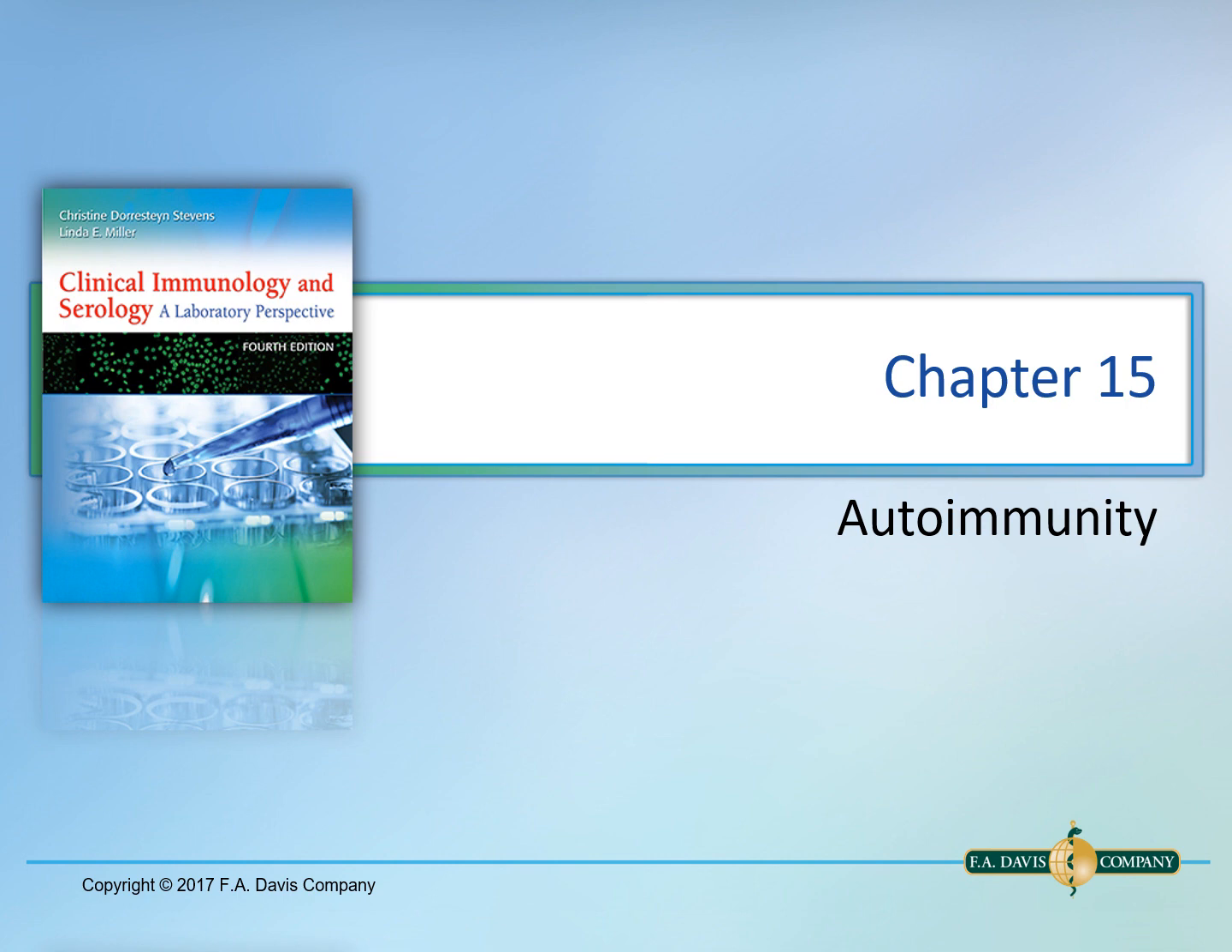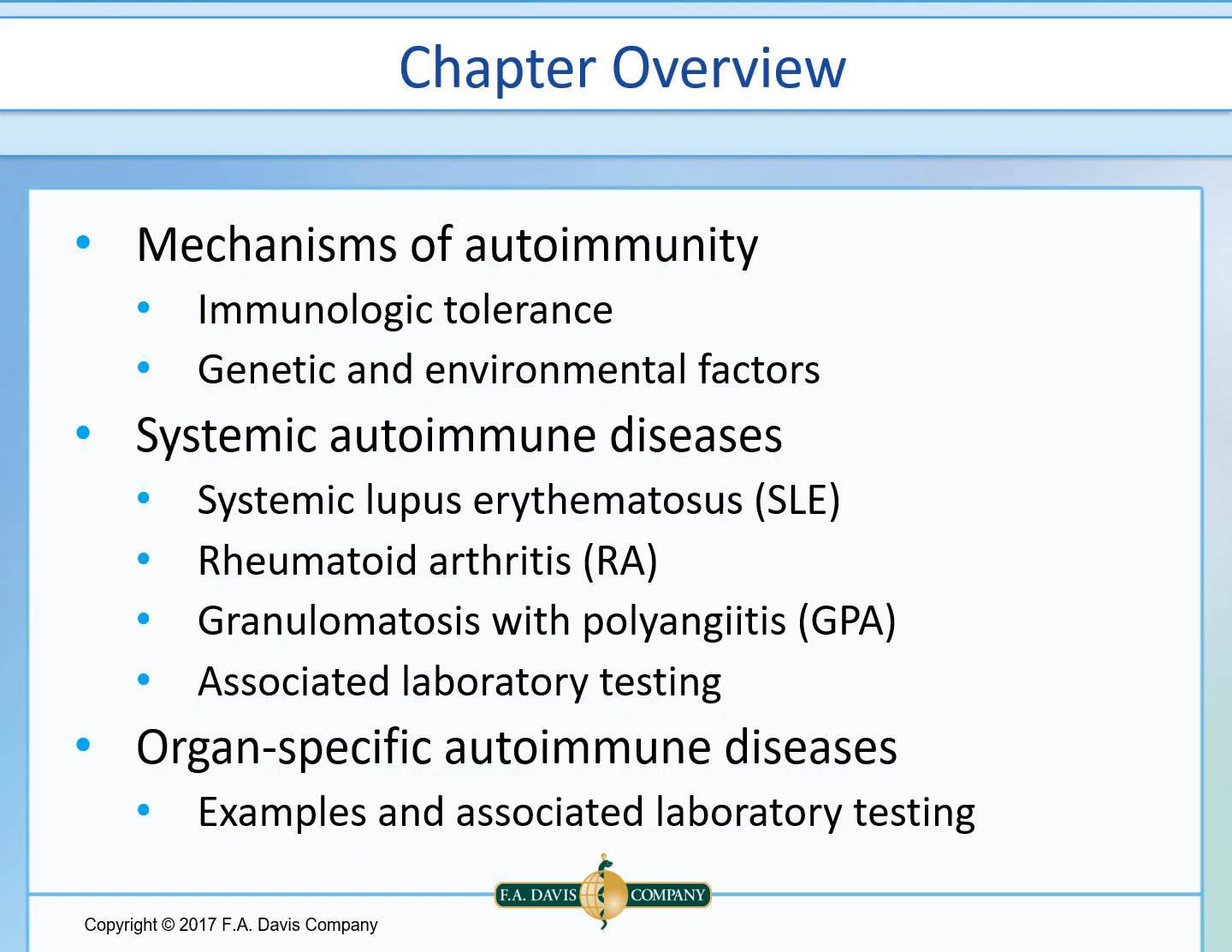Chapter 15 in your textbook covers autoimmunity. In this chapter, we'll discuss mechanisms of autoimmunity, including immunologic tolerance and genetic and environmental factors involved, systemic autoimmune diseases such as systemic lupus erythematosus, rheumatoid arthritis, granulomatosis with polyangiitis, and the associated laboratory testing of these autoimmune diseases. And we'll cover organ-specific autoimmune diseases and provide examples and associated laboratory testing.